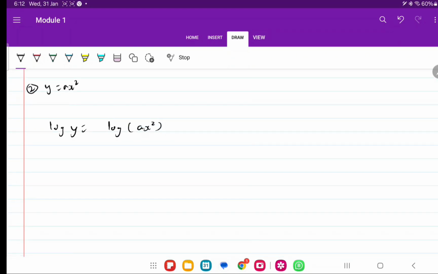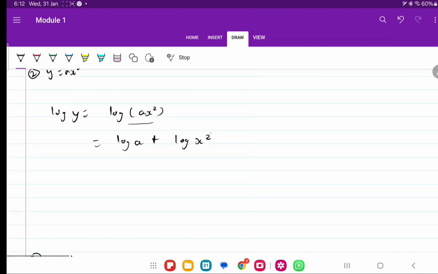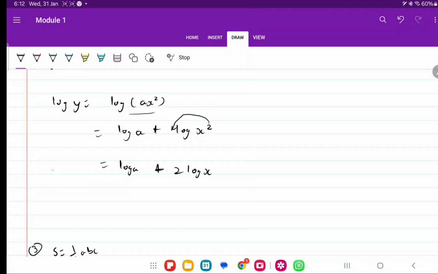Right? And now we have to apply the product law. The reason is that only the x is being raised to the power of 2, not the entire argument. So I'm going to break up this logarithm using the product law. It's going to give me the log of a plus the log of x squared. Now I can use the power law to bring this 2 out of the argument. So I'm going to have the log of a plus 2 times the log of x. That's what log y is equal to.